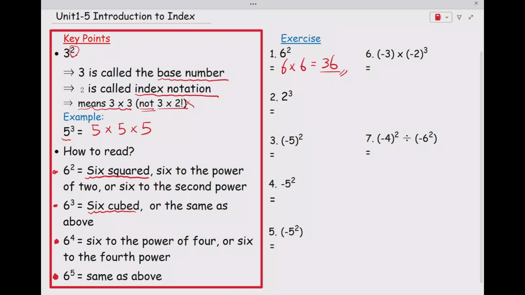Question number 2. It is 2 cubed, or 2 to the power of 3. There is an index, which is 3 in this case, on the shoulder of a base number 2. It means that 2 is going to be multiplied for the number of times indicated by the index. That is, 3 times. So, 2 is multiplied for 3 times, meaning 2 times 2 times 2, which is equal to 8. Again, it is not 2 times 3, so be careful.